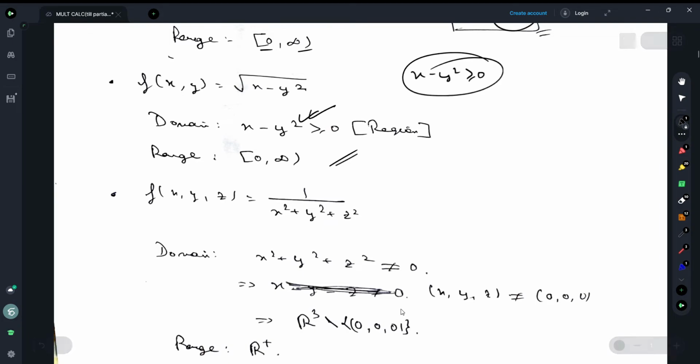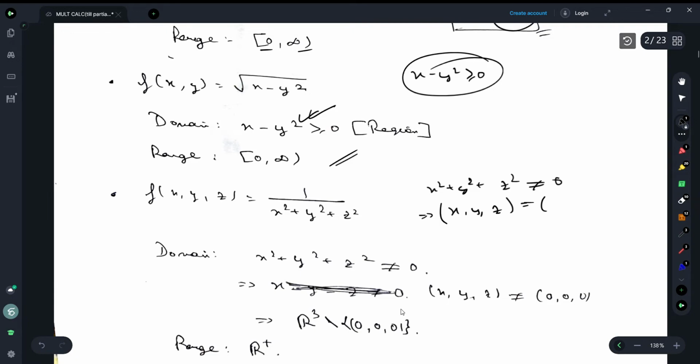Clear? If you have f of x, y, z is equal to 1 over x square plus y square plus z square, you need to find the domain of the function too. So for this function to exist, x square plus y square plus z square must not be equal to 0. And we know x square plus y square plus z square must not be equal to 0 implies that x, y, and z individually are not equal to 0, because that is the only condition for the sum of the squares to be 0, right?